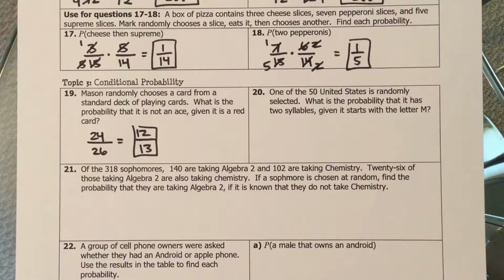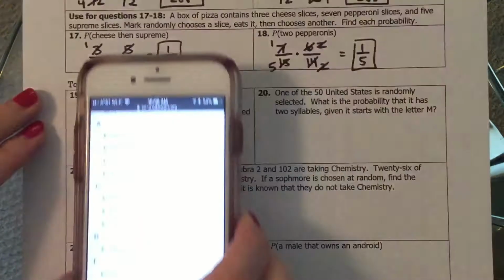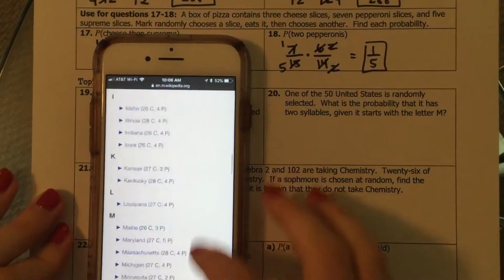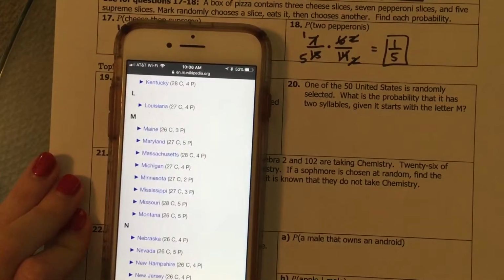Number 20, 1 of the 50 United States is randomly selected. What is the probability that it has 2 syllables, given it starts with the letter M? All right, so let's have some fun here again. We're going to get a list of the 50 states. Okay, so given it starts with the letter M, let's take a look at this list here.